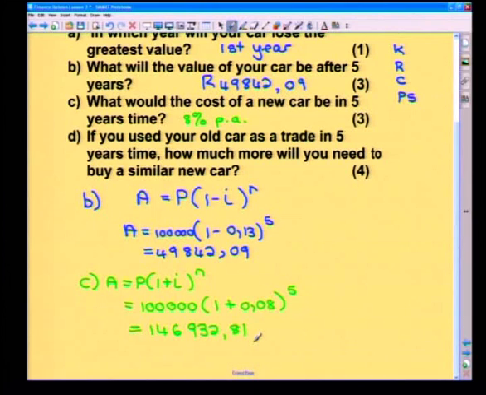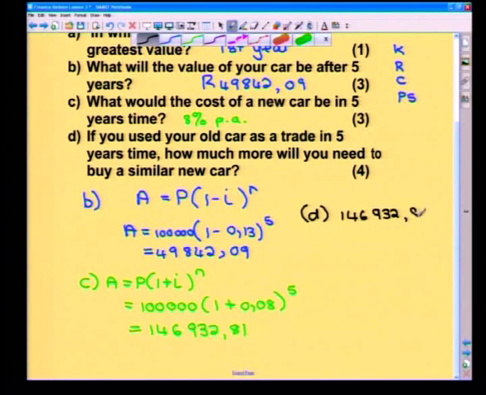Right, now it says, if you used your old car as a trade-in in 5 years' time, how much more money will you need for a similar new car? Well, that's going to be relatively straightforward. What they're asking me to do in D is to say, let's take this 146,932 and 81 cents and subtract from it what I will get as a trade-in value on my car. Sadly, this is very realistic. So those of you that are planning on a car, just know that it's very hard once your car has depreciated to that value to actually get a new car of an equivalent status. Obviously, you can go and buy a nice, good second-hand car and all will be well.